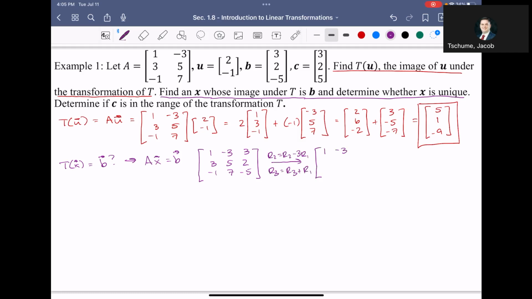So the top row remains the same. The middle row is going to become 0, 5 plus 9 is 14, 2 minus 9 is -7. And then the bottom row is going to become 0, 4, -2.